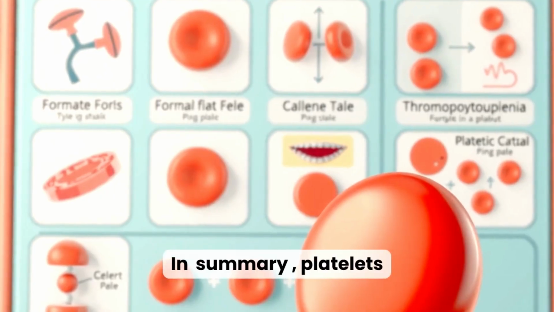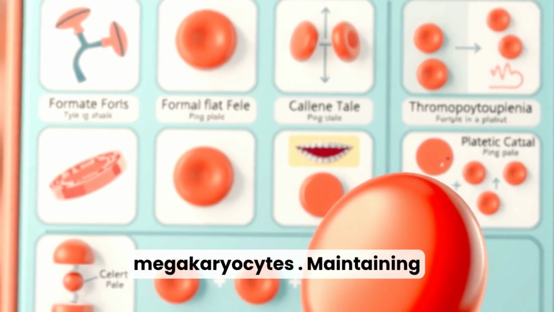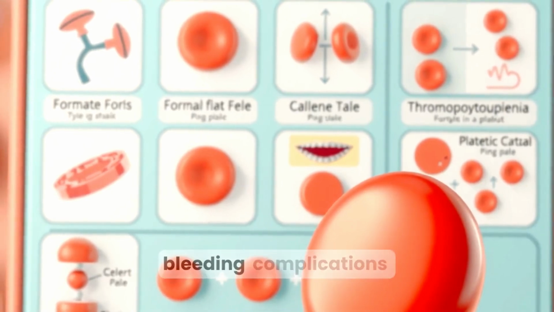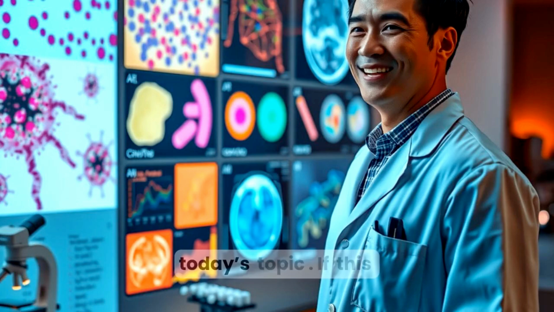In summary, platelets are small but essential fragments formed by megakaryocytes. Maintaining their balance is critical to prevent bleeding complications from thrombocytopenia. And that wraps up today's topic.